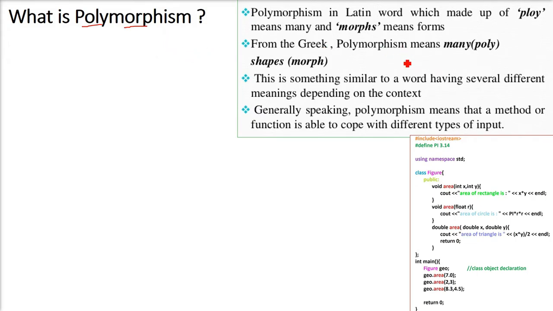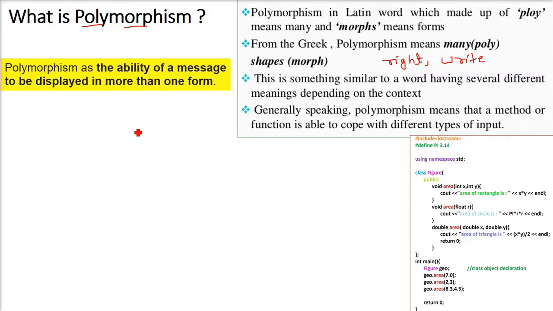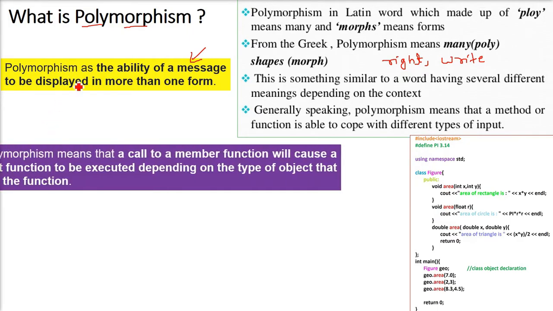For example, if I tell you a word, "write," you can write it like WRITE, or you can understand RIGHT. Generally speaking, when we are talking about the programming paradigm, polymorphism means that a method or function is able to cope with different types of input. So polymorphism is the ability of the message to be displayed in more than one form, depending upon the situation, depending upon the scenario, depending upon the invocation.